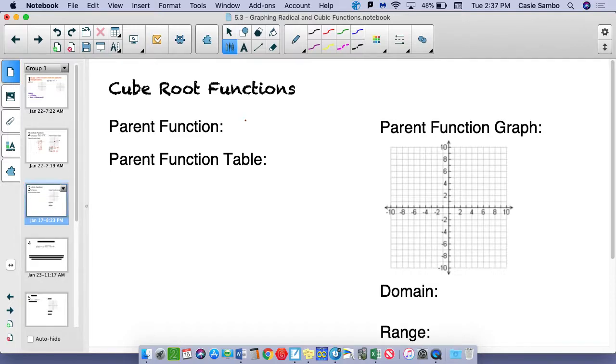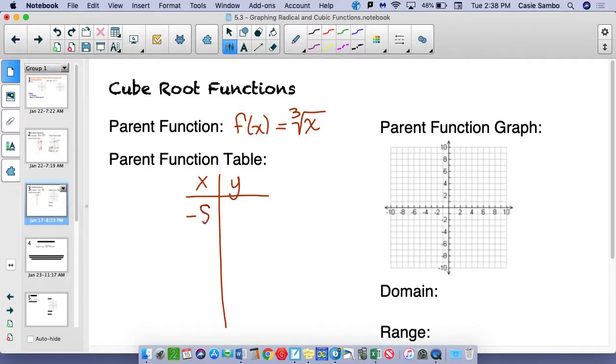We also have the cube root function. It's a cube root, so the parent is just f of x equals the cube root of x. Parent function table. We can take the cube root of a negative, so we're going to use some negatives as well here.